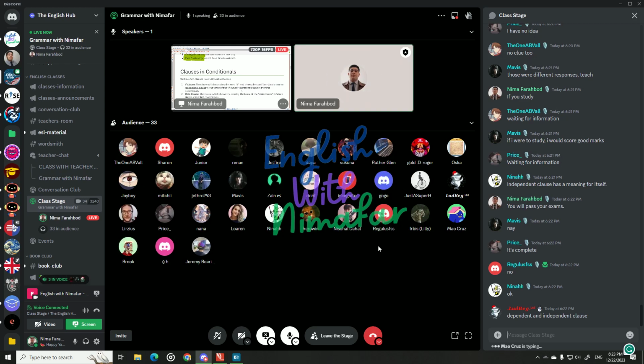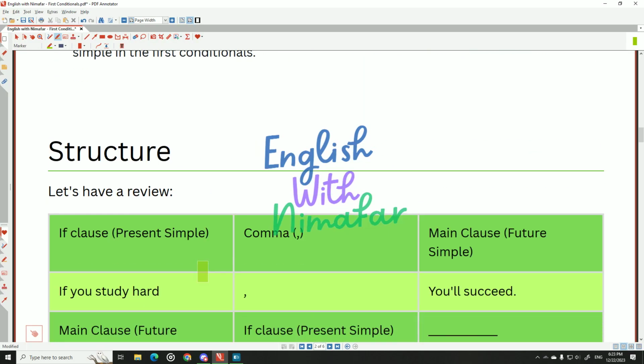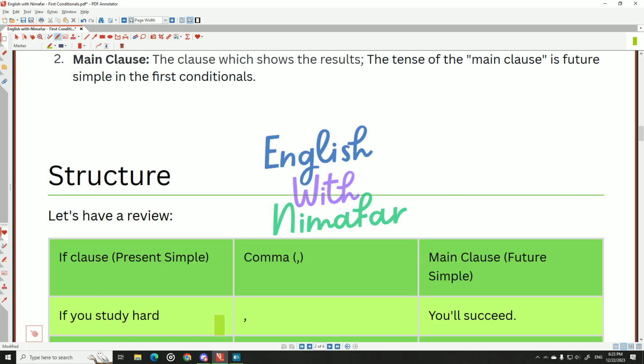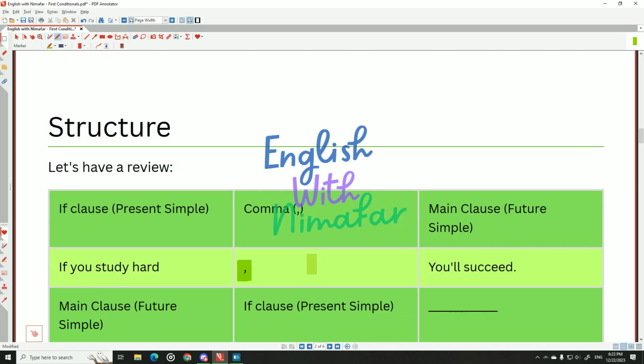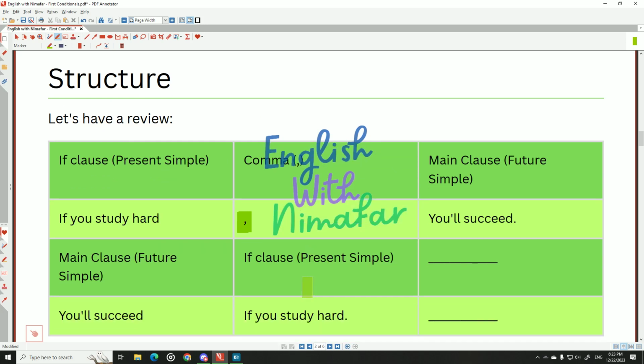Therefore, if you start your sentence with your if clause, which is a dependent clause, you need a comma. If you study hard, comma, you will pass your exam, as you can see here. But if you start your sentence with your main clause, your independent clause, you must not use commas. It's not optional. You will succeed if you study hard. You will pass your exams if you study hard. Because when I say you will pass your exam, you're not waiting for anything. Therefore, I don't need a comma. It looks like a full sentence.